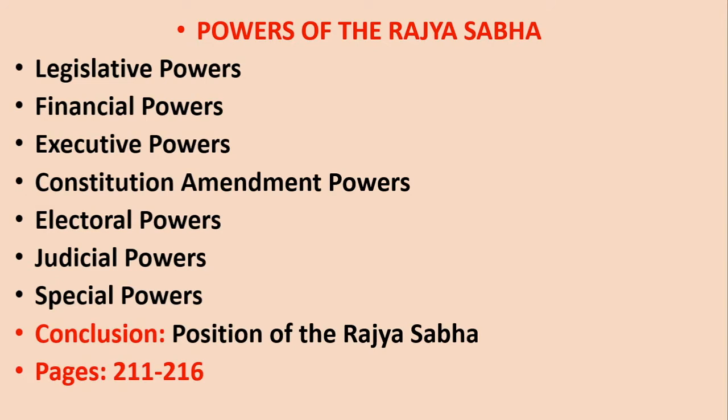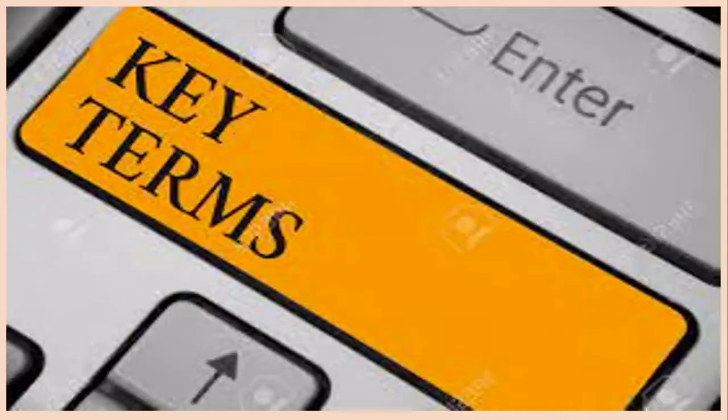And then under the powers of the Rajya Sabha, I will discuss various powers of Rajya Sabha like legislative powers, financial powers, executive powers, constitution amendment powers, then electoral powers, judicial powers, and there are some special powers enjoyed only and only by Rajya Sabha. Finally, I will talk about the position of the Rajya Sabha. Again, I am telling you, it covers your pages from 211 till 260.